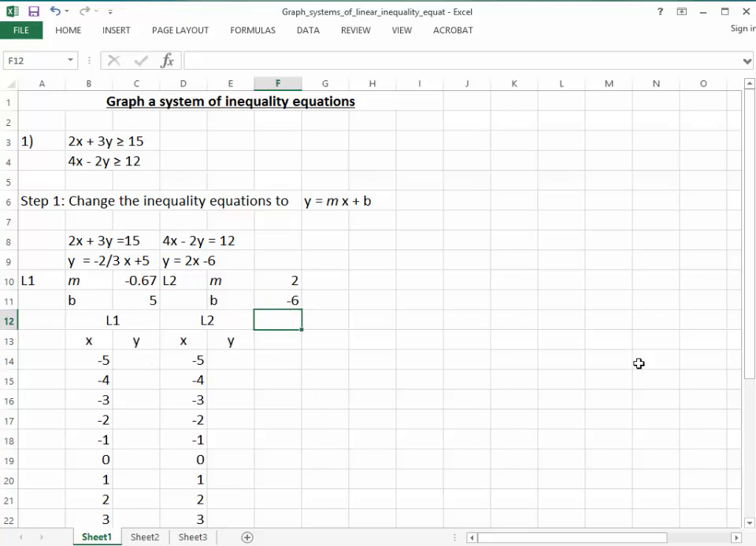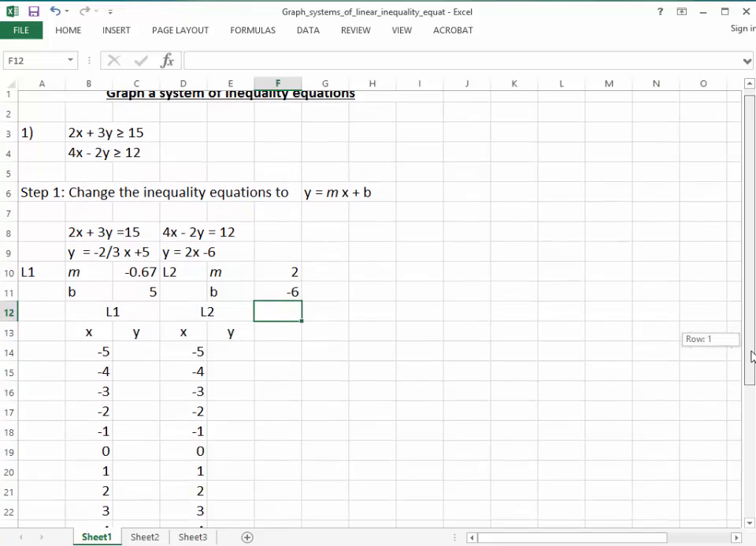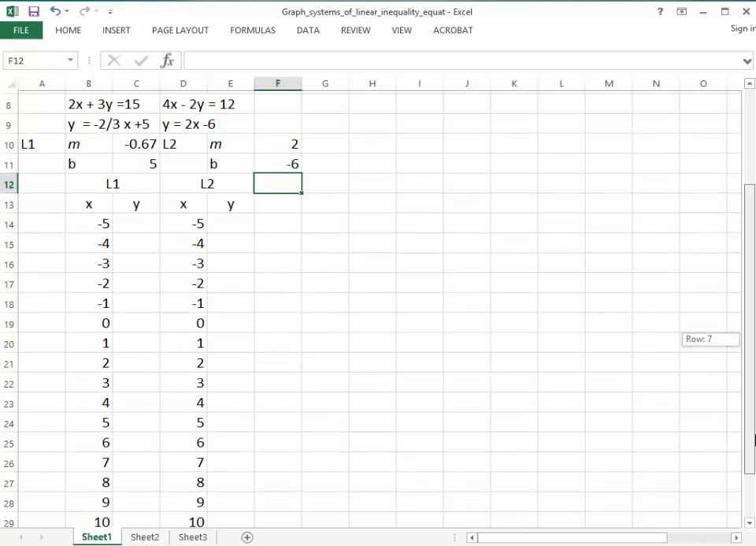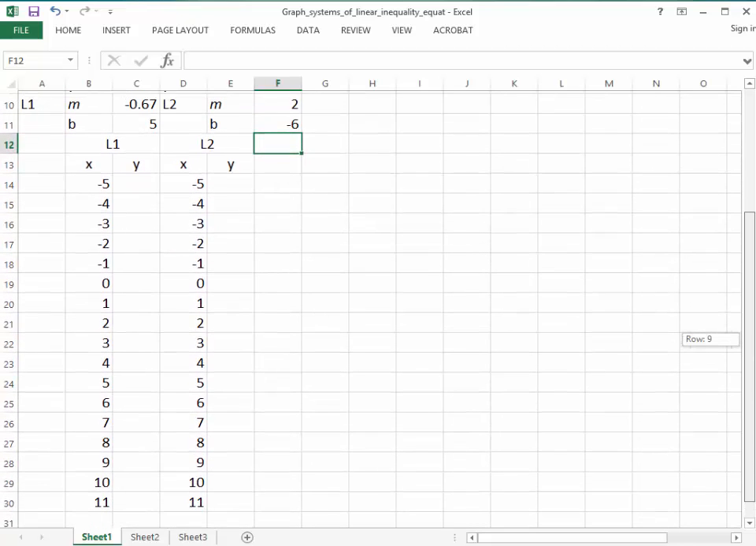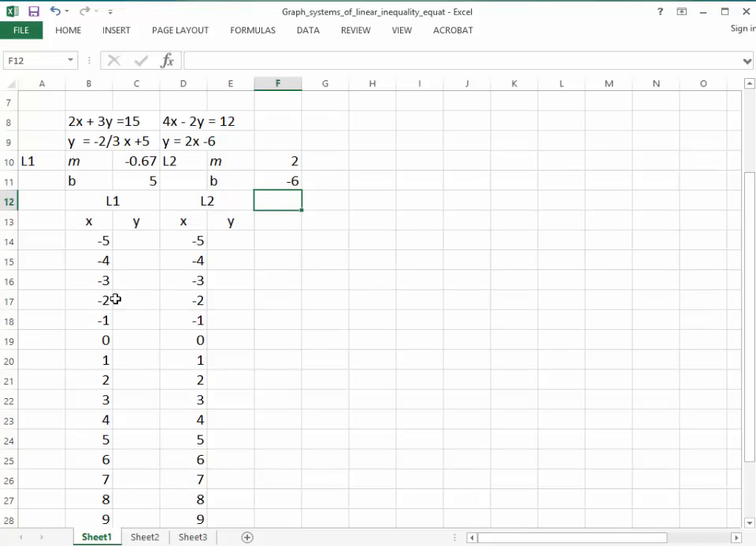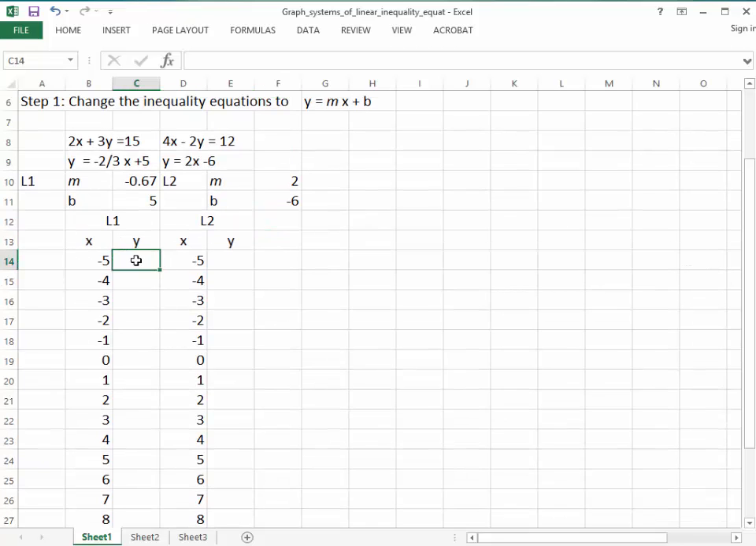Now, I want the lines to be very long so we can see what the lines look like on the coordinate axis. So I set the x coordinates to go from a negative 5 all the way to a positive 11. We're going to find the corresponding y coordinates for each one of the lines, setting up the equation.